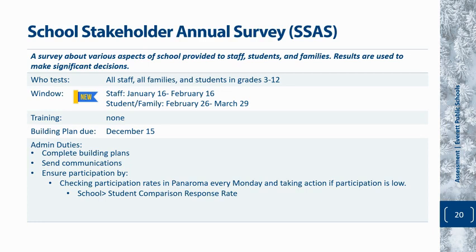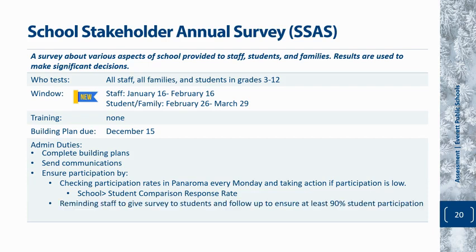One of the ways you can ensure participation, particularly of your students, is by checking your participation rates in Panorama every week and taking action if participation is low. To see your student participation rates, you go to School, Student Comparison Response Rate, and look through there. Remember, you can remind staff to give the survey.